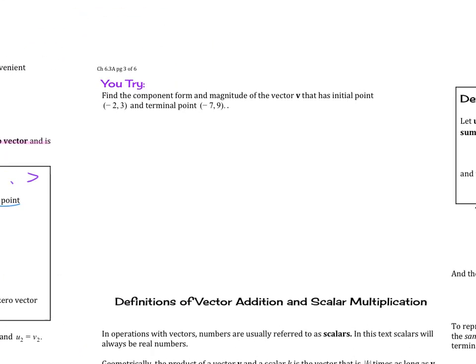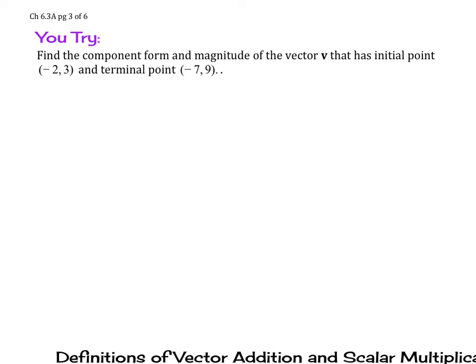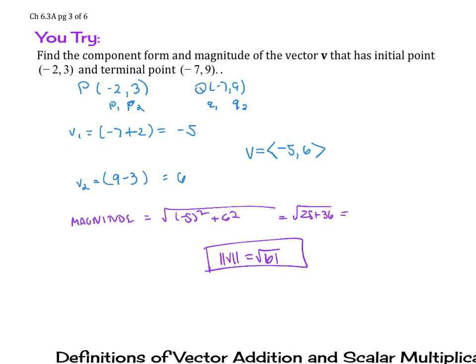So try this example on your own. Find the component form and magnitude of vector V that has the initial point -2, 3 and terminal point -7, 9. All right, if you tried this out, when you find the component form, you would find that V1 is -5 and V2 is 6. So this is the component form of the vector V. And then the magnitude you would find is the square root of 61.